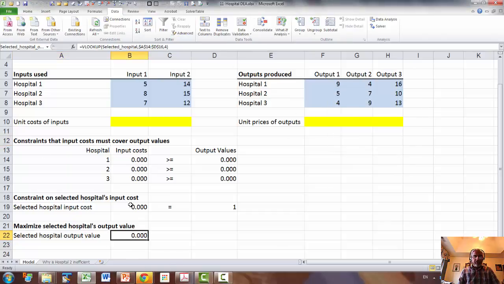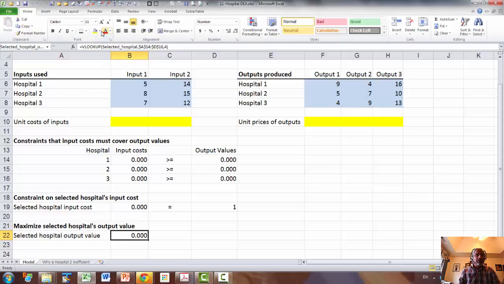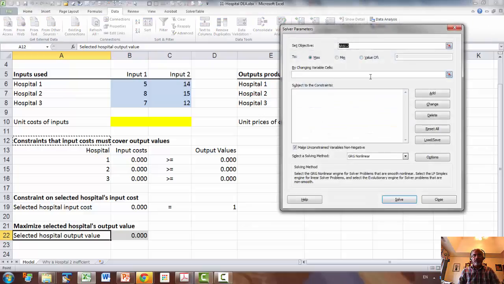Now this is the objective function. And we want to maximize that. Let's go to Solver and maximize, and the to pricing.